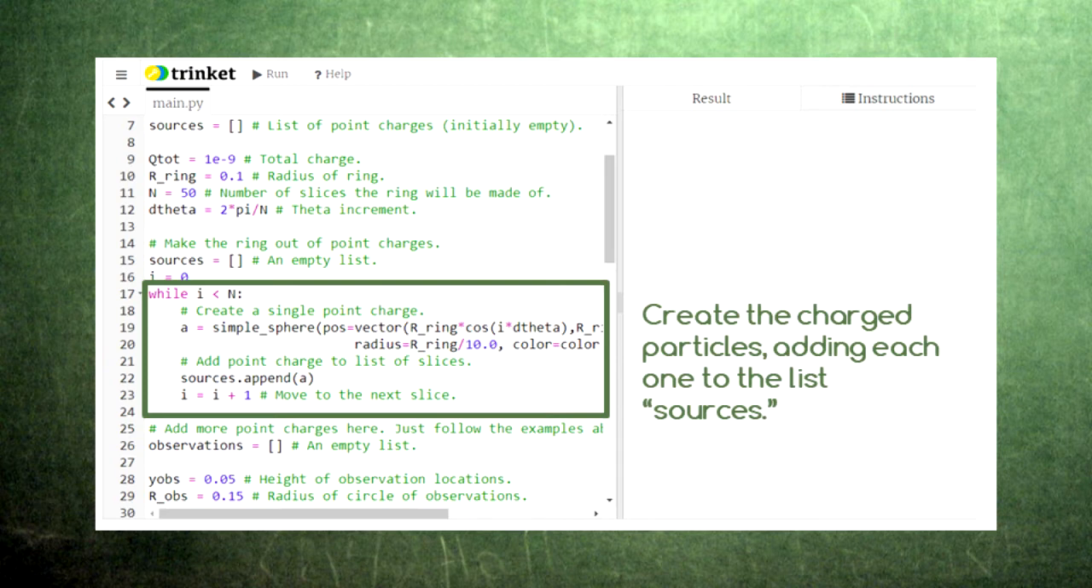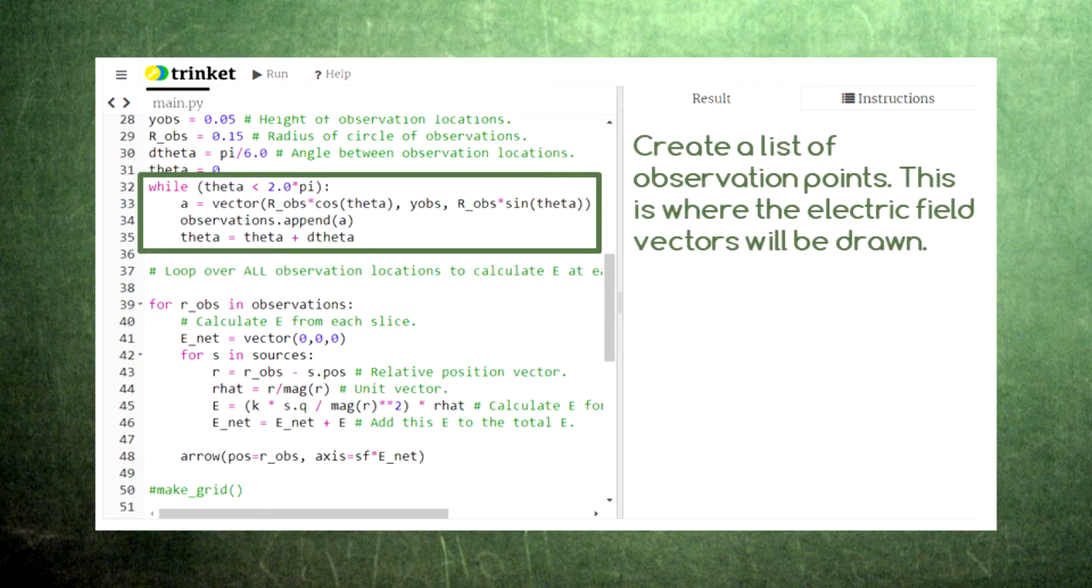We need to place each particle at the same distance from the ring's center, but at a different angle. Like before, we add each of these charged particles to a list called sources, since they are the source of the electric field we're displaying. Then, we create a second list to record the points where we want to draw the electric field. You can think of this observations list as directions of what locations we want to travel to.